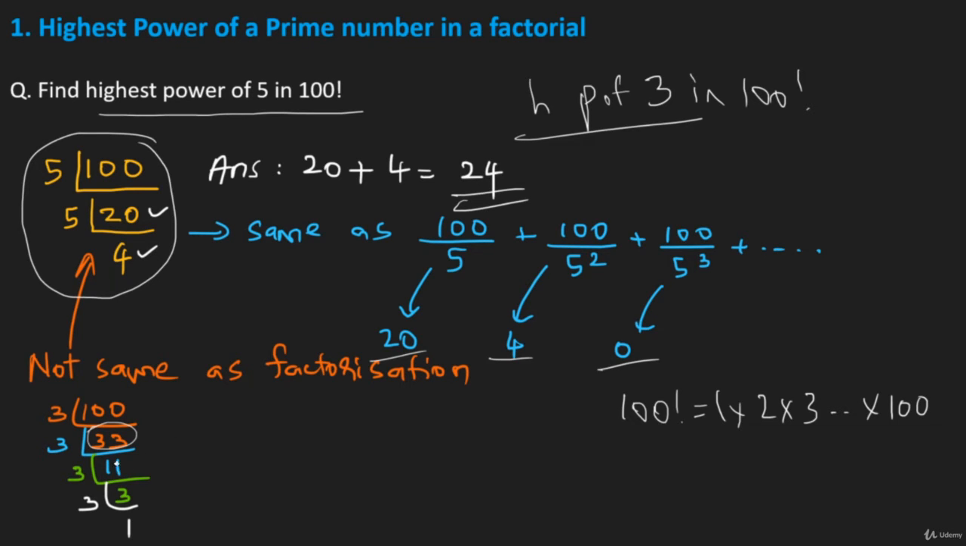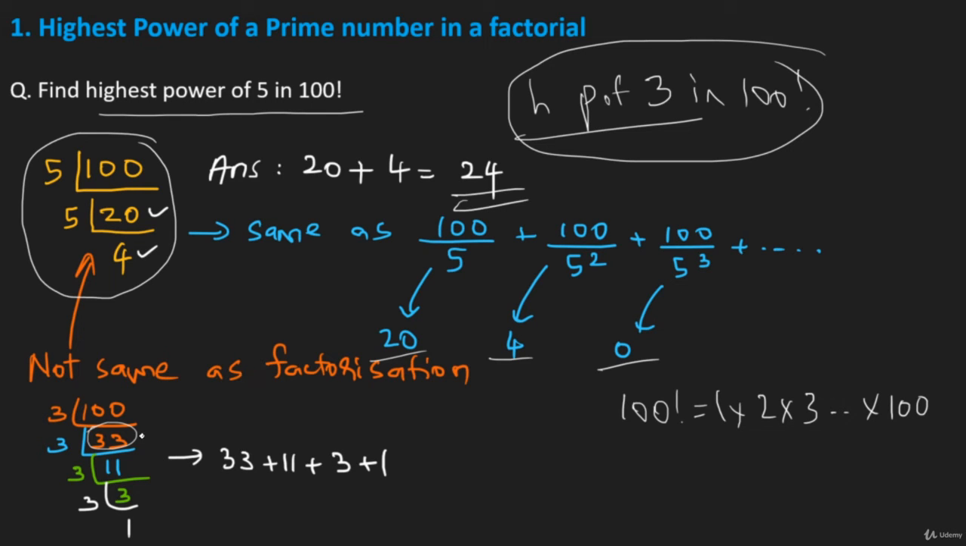So you get 11 over here. 11 by 3, your quotient is 3. Your remainder is 2. You ignore the 2. You keep the 3 over here. Again 3 by 3 will give you 1, and 1 by 3 will give you 0. So you can stop at this point. And over here the highest power of 3 in 100 factorial will be 33 plus 11 plus 3 plus 1. So this is actually division, it's not factorization, right? We're just dividing and ignoring the remainder, and we keep on dividing.